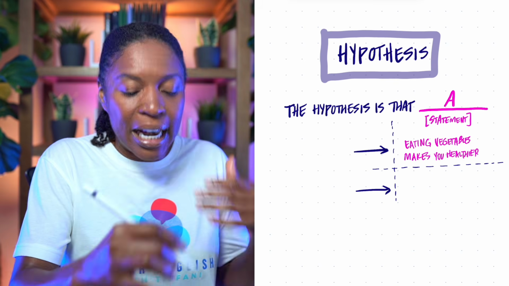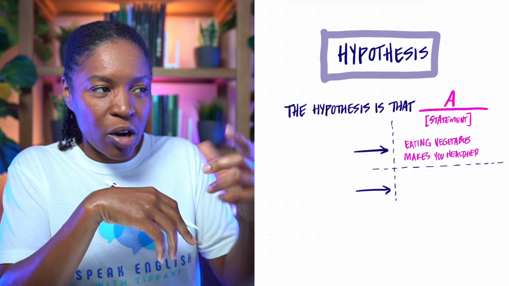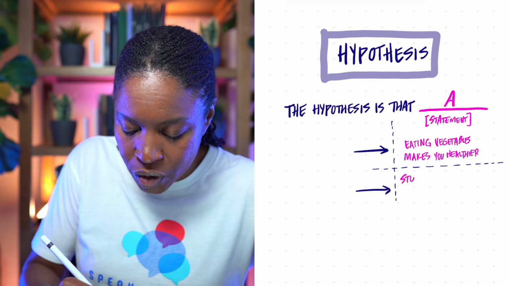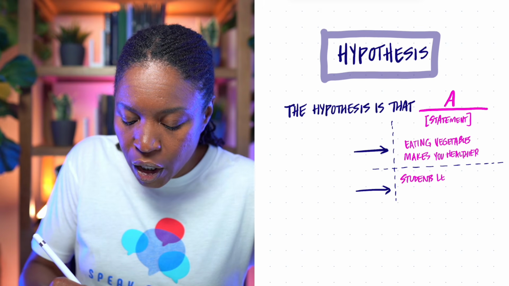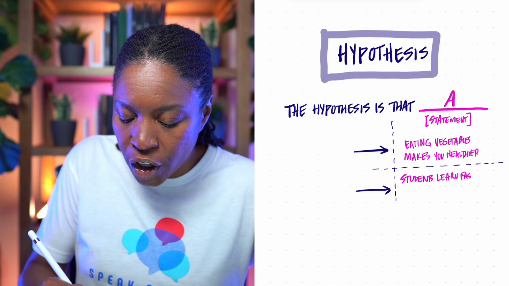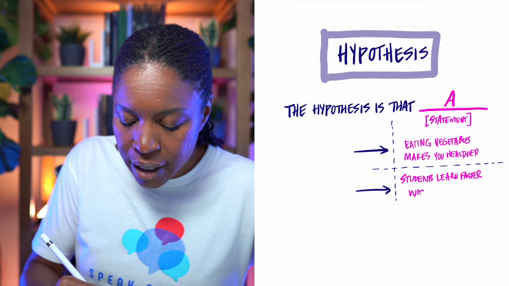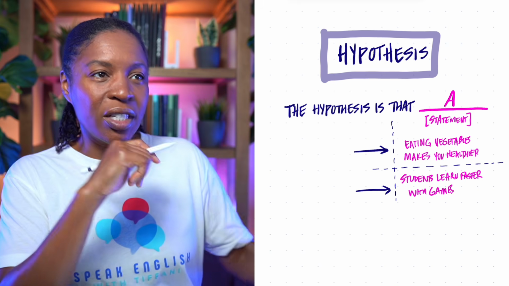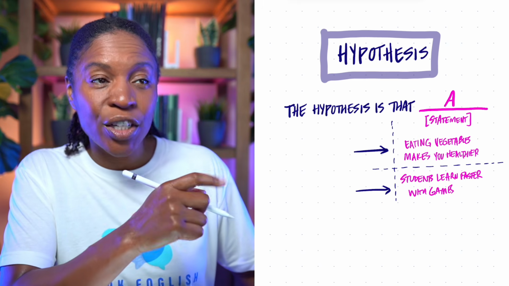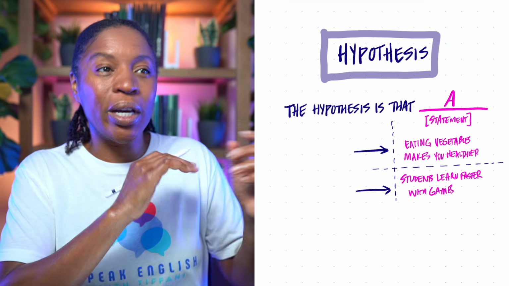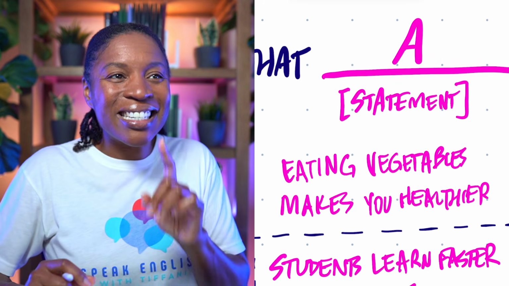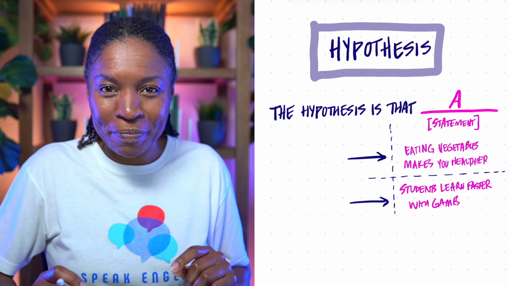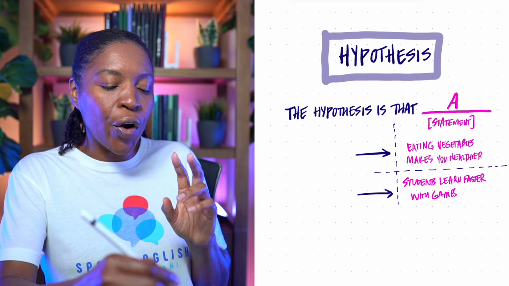Now let's look at this second example. Again, we're writing a statement. All right, a statement will be students learn faster with games. All right, students learn faster with games. Here's the sentence. The hypothesis is that students learn faster with games. Again, A being the statement. All right, the statement is students learn faster with games. You got it? Excellent. All right, here is our third example.